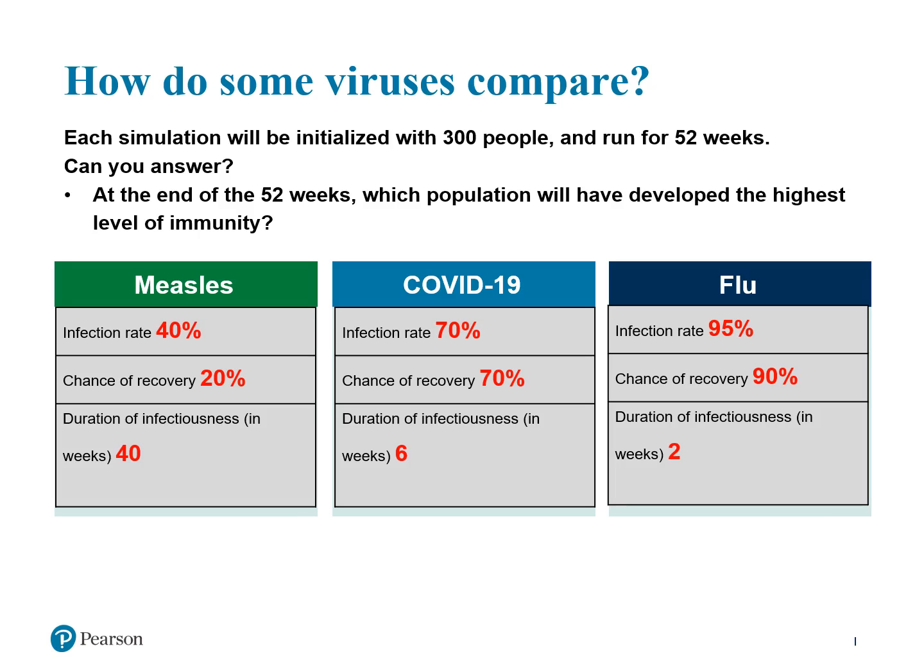And then the final one we're going to look at is the duration of infectiousness, which is how long a person is infected before they either recover or die. This length of time is essentially the virus's window of opportunity for transmission to new hosts.